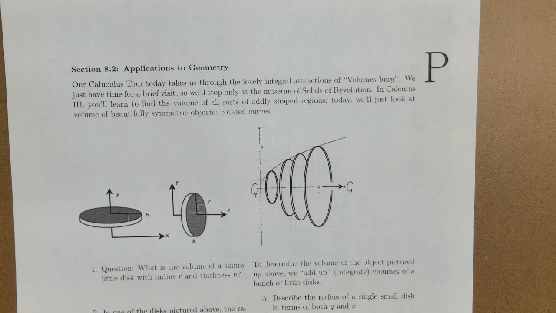We're getting towards the end here. We're in 8.2, which has a bunch of different topics in it. So we're going to go back and forth with 8.2. But first we're going to talk about volumes of revolution.